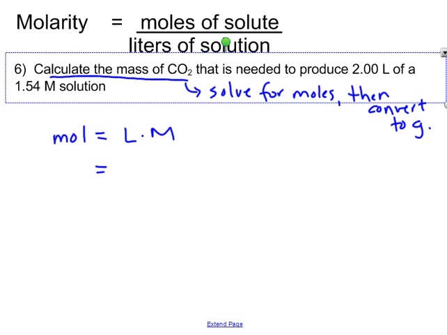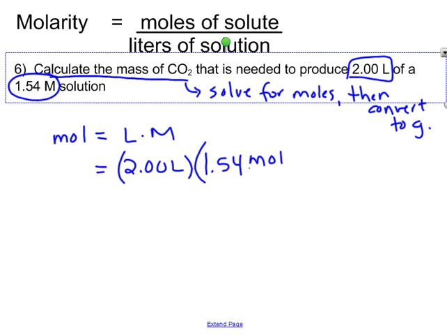We are given a volume of 2.00 liters. We are given a molarity of 1.54 molar, which of course is moles per liter. Liters cancel, and in your calculator you get the answer 3.08 moles, giving you nice 3 significant figures, which is what we had to begin with, so no rounding is necessary. But that's not quite the answer we're looking for, because we're looking for mass. So we're going to have to take that moles answer and convert to grams.